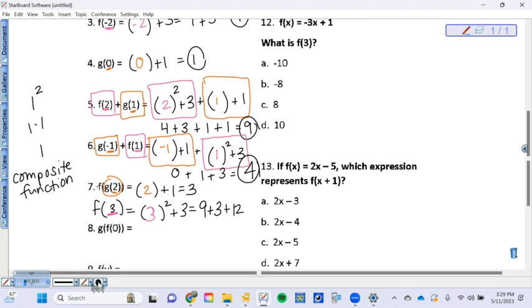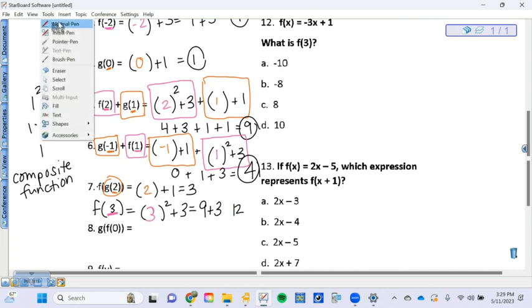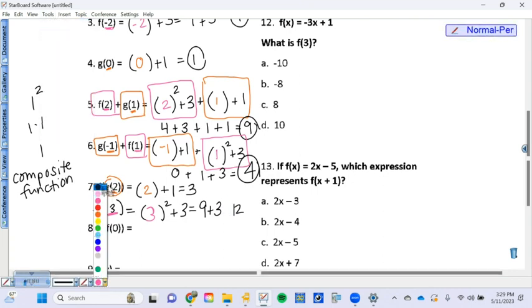So what do I start with evaluating in number 8? Oops, equals. Thank you. Okay, so for number 8, what do I start with? What do I want to evaluate first? f of 0.